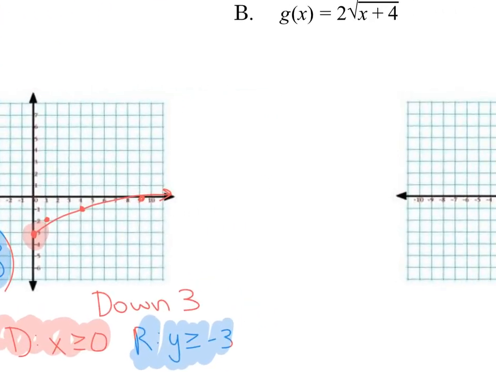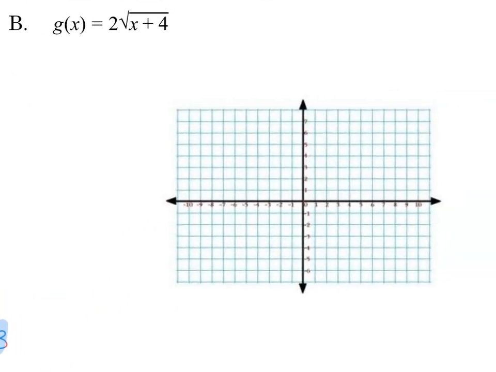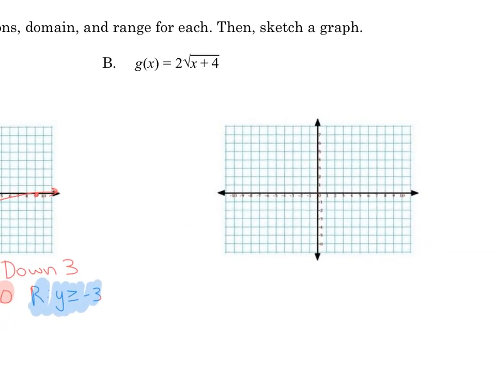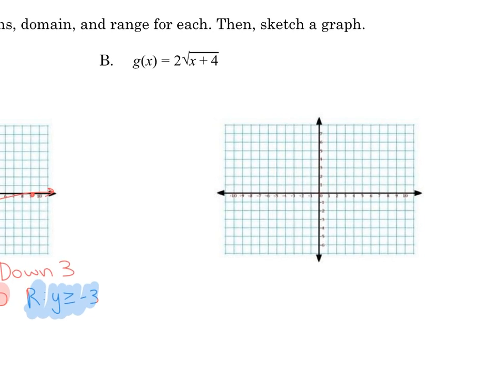Let's look at a more complicated example. We know how math works. Things feel easy, then they get more complicated. So here I have a couple transformations I have to deal with. I have this 2 on the outside, and I have this +4 on the inside. Now maybe I remember my transformations. I know that that 2 is going to be a vertical stretch by 2.